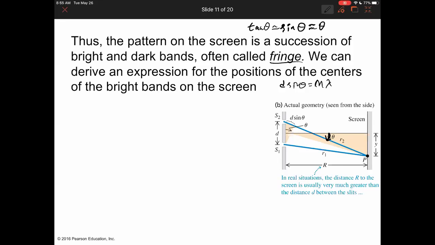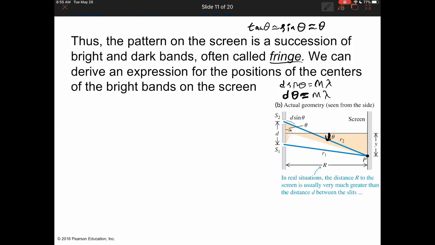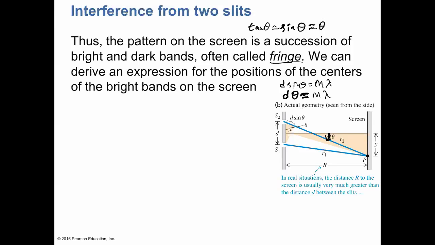That means the equation from the previous slide can be modified in terms of d times theta equals m times lambda. That equation can be simplified to that. So d times theta equals m times lambda, where in this case theta has to be in radians, whereas when you're using the first one, it is in degrees.